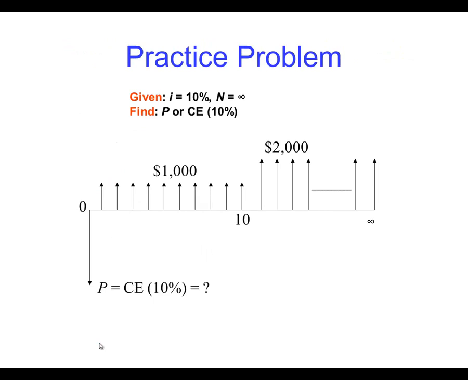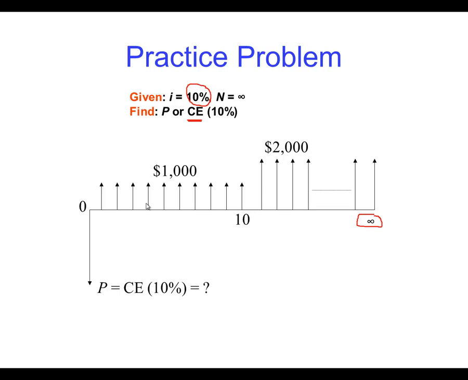For example, if we have I equal to 10%, n equal to infinity, the interest rate is 10%, and we need to find the capitalized equivalent with 10%, and those are the annuities that I'm getting. Notice that after the 10th year we started to get 2,000 annual. So how can we calculate that?